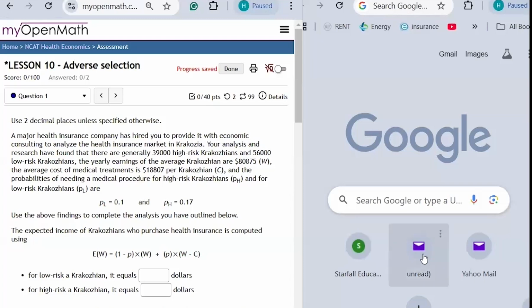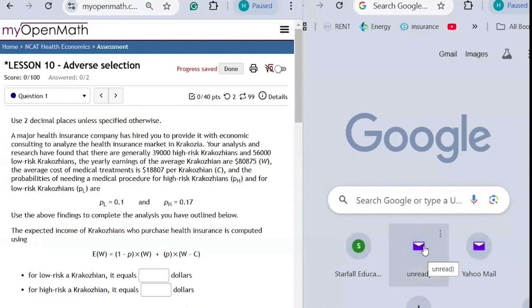Okay, in lesson 10, we're going to look at adverse selection. In this problem, a major health insurance company has hired you to provide it with economic consulting to analyze the health insurance market in Caucasia, a fictional country. Your analysis and research have found that there are generally 39,000 high-risk Caucasians and 56,000 low-risk Caucasians.